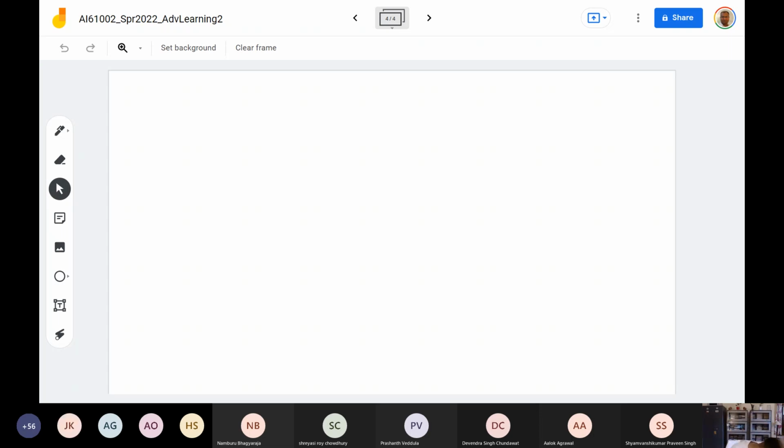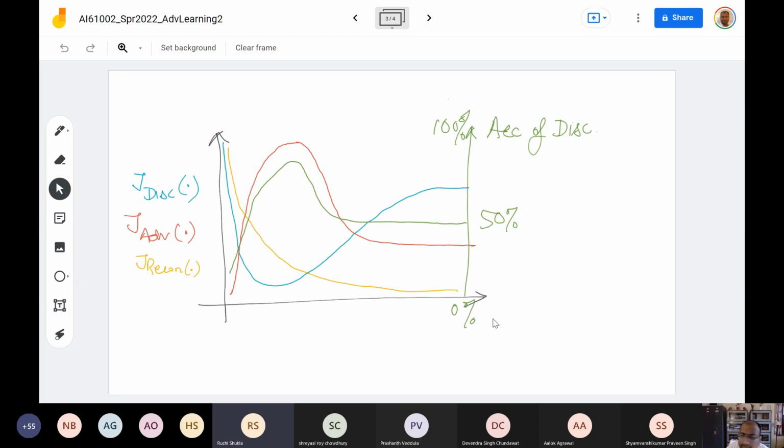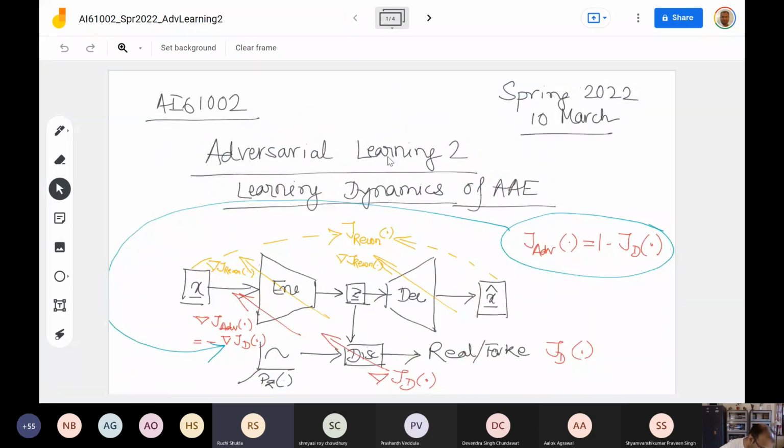So now here we are going to speak about what is the difference between an adversarial autoencoder and a generative adversarial network. Sir, I have a doubt in the previous graph. Yeah, please tell me. Sir, in the phase where the discriminator is already trained, JD should increase only, so how is the training of the encoder affecting the training of the discriminator? I am not able to understand that. When the encoder is already trained, why is the loss of JDisc increasing?